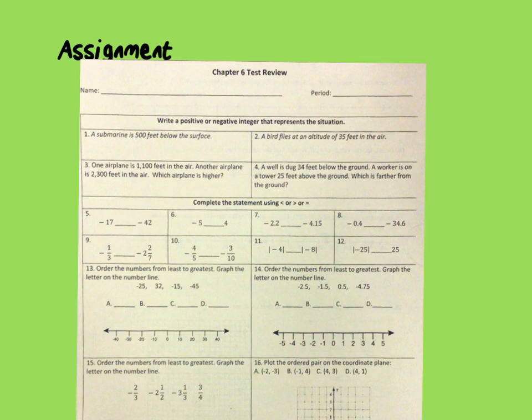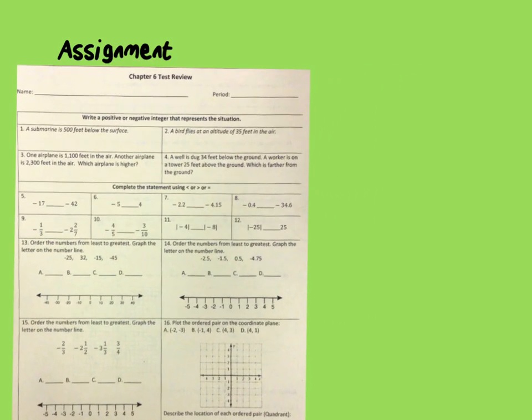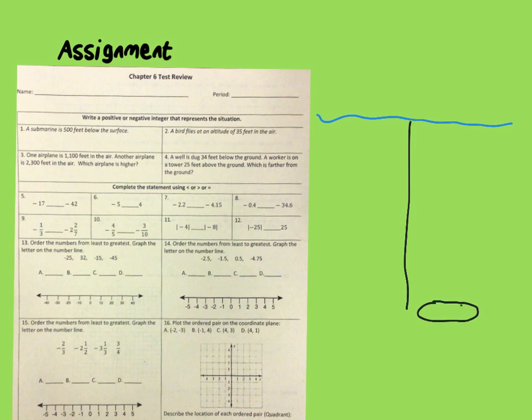So number one, a submarine is 500 feet below the surface of the ocean. Sometimes if you can't quite visualize what that is, it's okay to draw a picture. You can come over here and go, you know what? This right here is the ocean surface, and I have a submarine. It's way down here. I'm not the best artist, so don't make fun of me. So there's your submarine, and it is 500 below. So that is a negative 500.